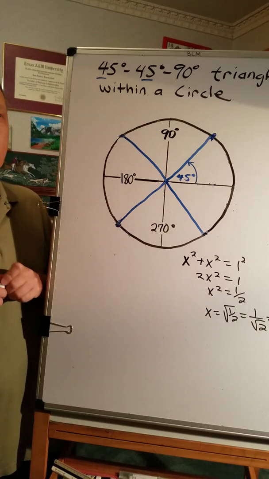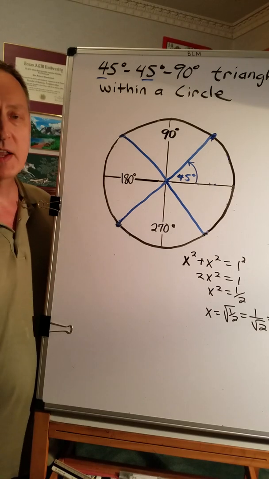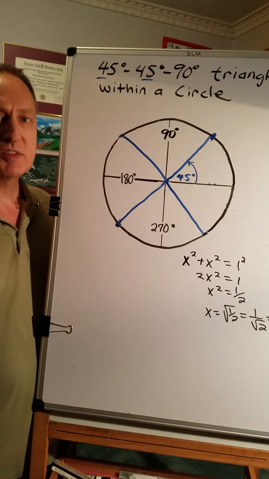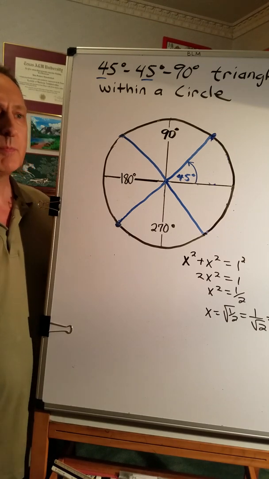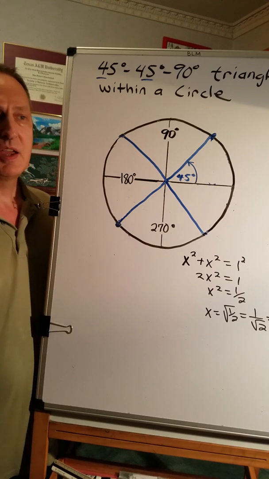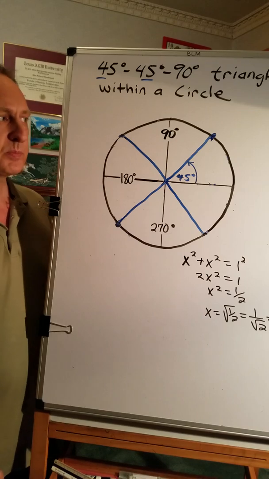Students, today I'm going to talk about 45, 45, 90 triangles within a circle. Yesterday we talked about 30, 60, 90. Today 45, 45, 90. There's a longer video, actually the same one you watched yesterday, that you need to re-watch today and focus on the 45, 45.